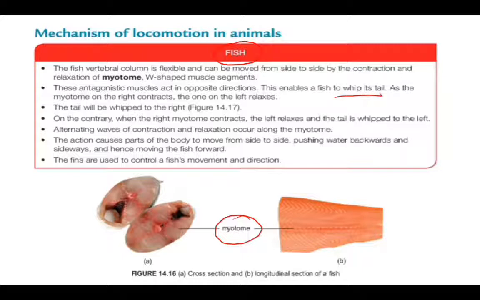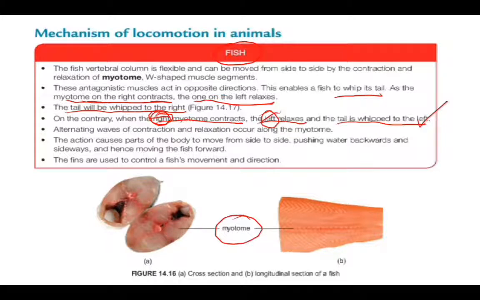As the myotome on the right contracts, the one on the left relaxes. So this is what we call antagonistic. Okay, the tail will be whipped to the right. So if the myotome on the right contracts, the left relaxes, and the tail will be whipped to the right. Okay, on the contrary, when the left myotome contracts, the right will relax and the tail will be whipped to the left. Okay, this one is wrong, it is reversed.